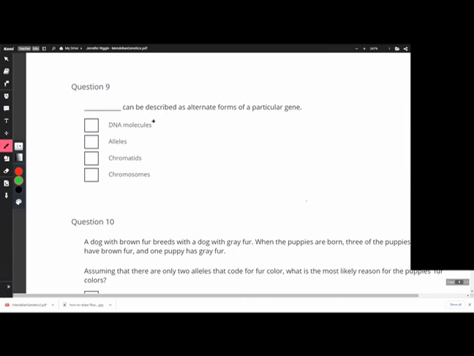Question number 9. What can be described as alternate forms of a particular gene? This is straight from the definitions from Tuesday. So I'm going to type it right there.